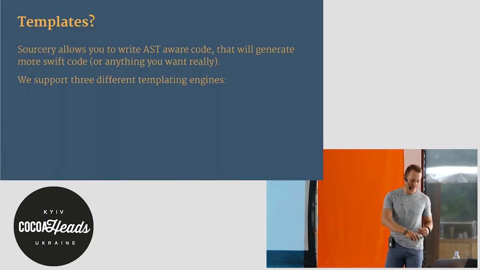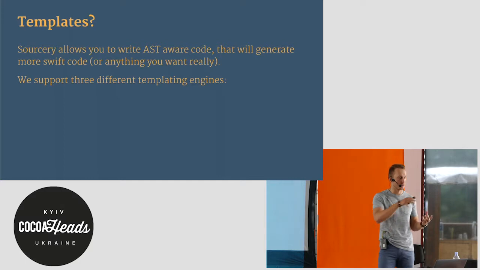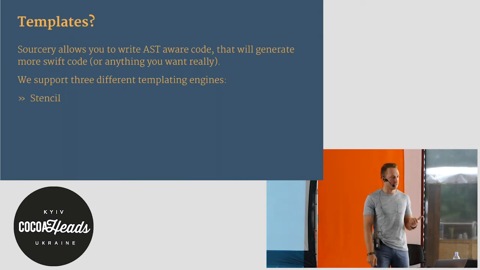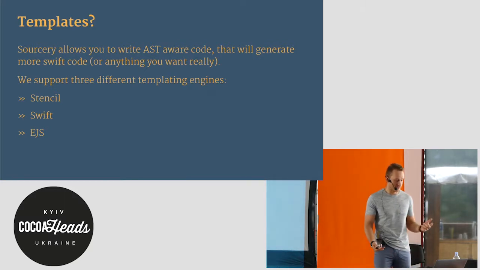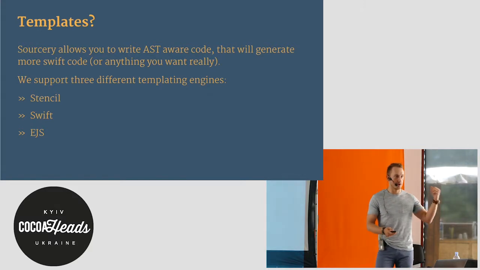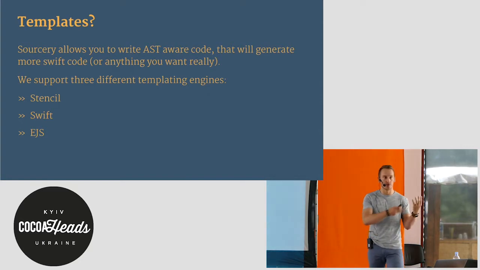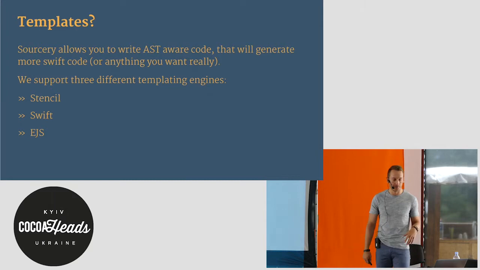So because it's AST-aware code, we need a way to express what we want to convert. Sure. And we support 3 different templating engines. We have Stencil, Swift, and EJS, for those that like JavaScript. The architecture of Sourcery is very modular. The scanning is separate from generation, so you could bring your own templating engine very easily.